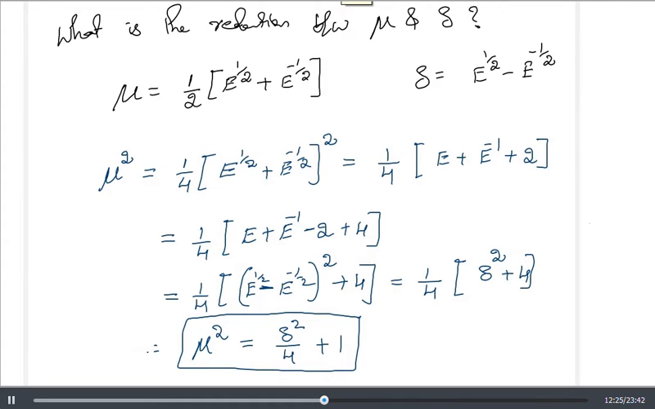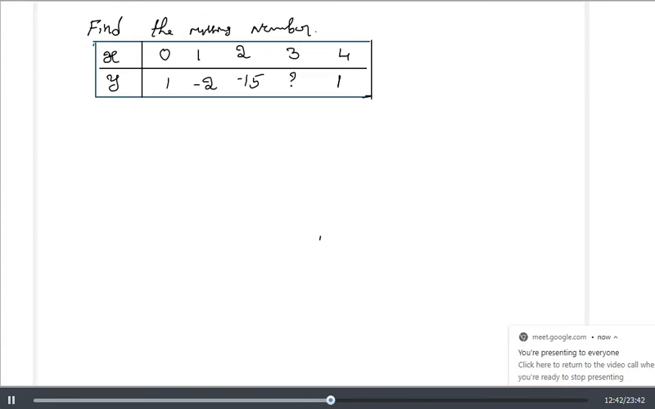Now I would like to explain some use of this difference operator. We have seen that it can be used in Newton's forward and backward interpolation formulas. Now let us see how to find missing terms in the table using this.